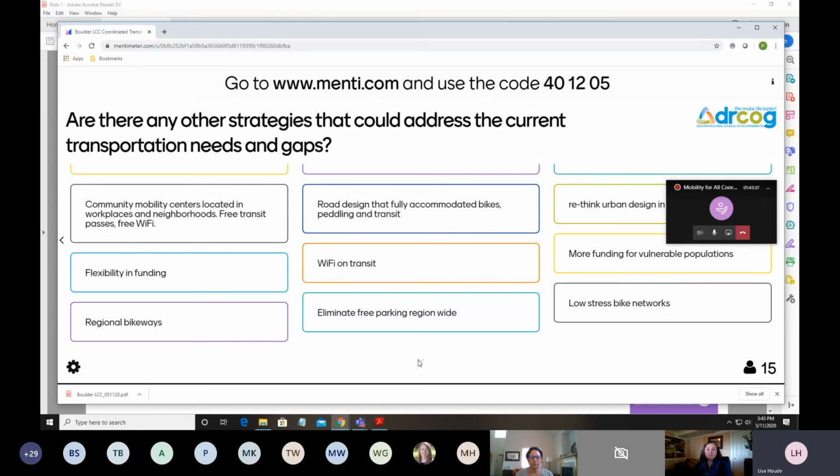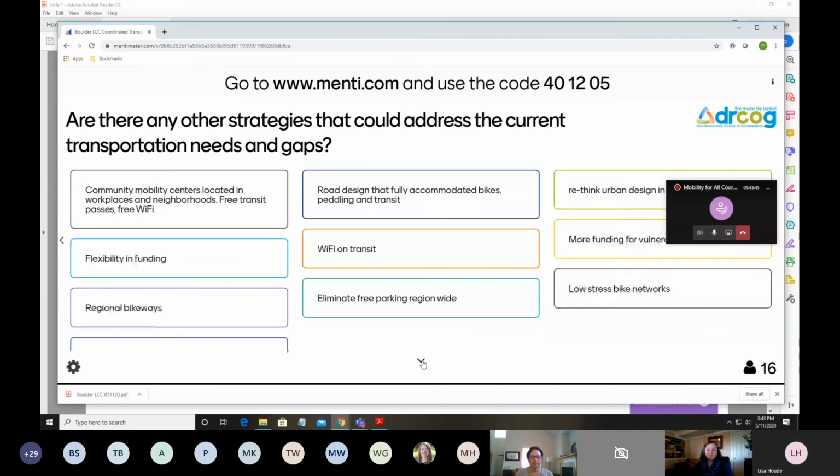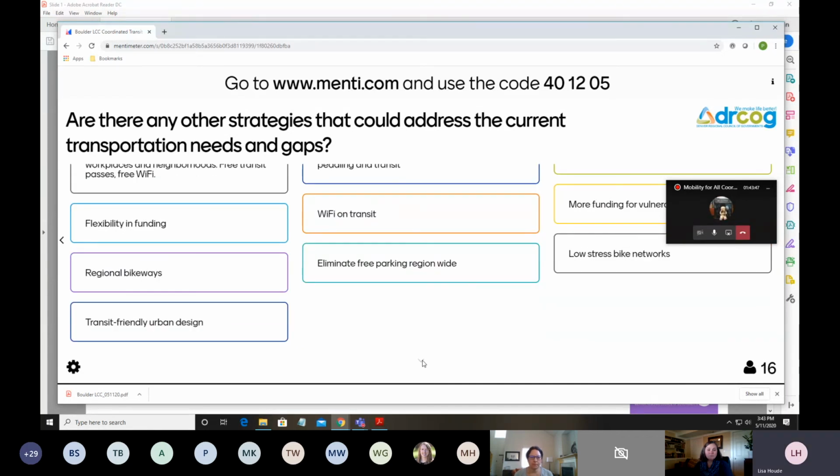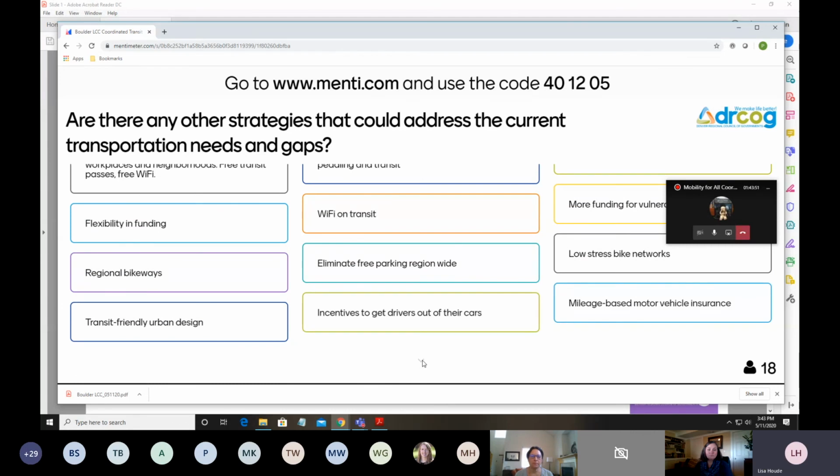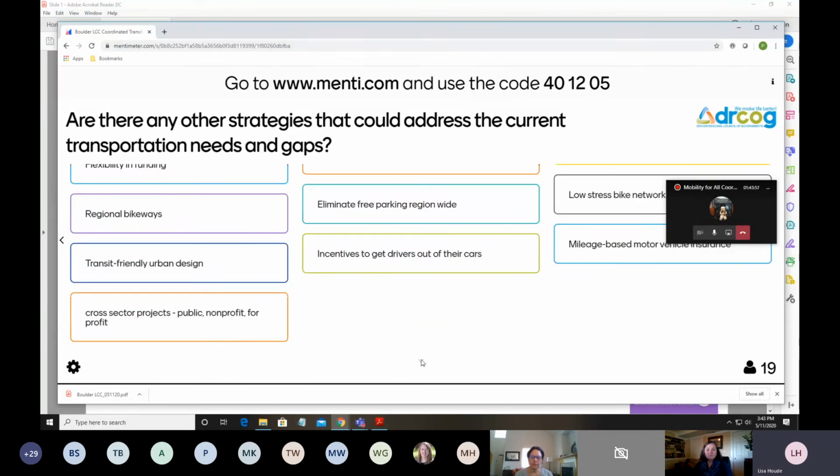Any other ideas? Anything else that stands out? Something that could address some of those needs and gaps that we talked about? Some of the ones that you come across most often. Transit-friendly urban design, incentives to get drivers out of their cars, mileage-based motor vehicle insurance, cross-sector projects, public, nonprofit, for-profit. They're all really great ideas.